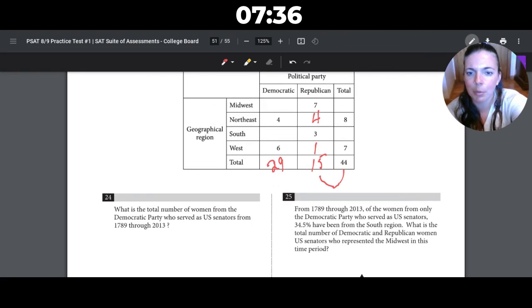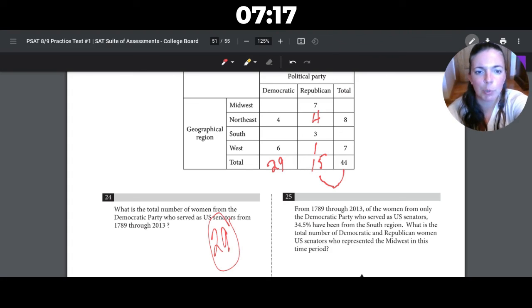What is the total number of women from the Democratic Party who served as U.S. senators from 1789 through 2013? Okay, so total, where does that intersect with the Democratic Party? Right there. Okay, so 29. We already figured that out. So this would be 29.